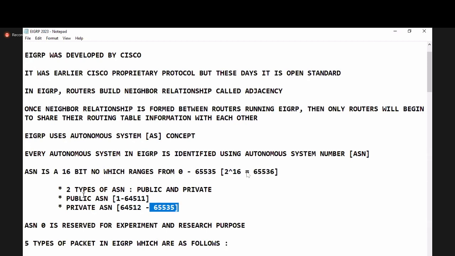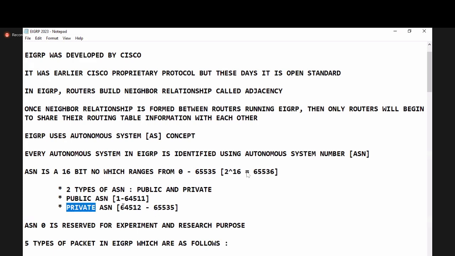So public autonomous system numbers and private autonomous system numbers are a similar concept to public IP and private IP. Public IP is chargeable. Public autonomous system number is also chargeable. It's paid. It means if you want to use a public autonomous system number, then you have to pay Cisco charges to use these numbers, because they have developed it.